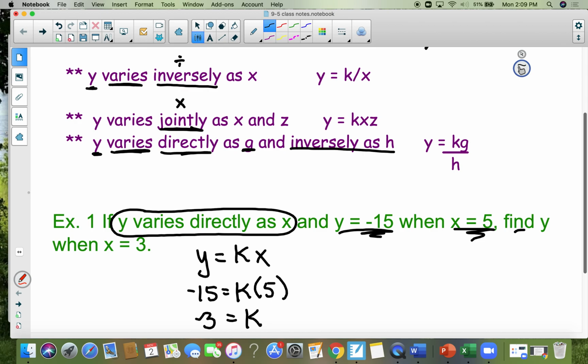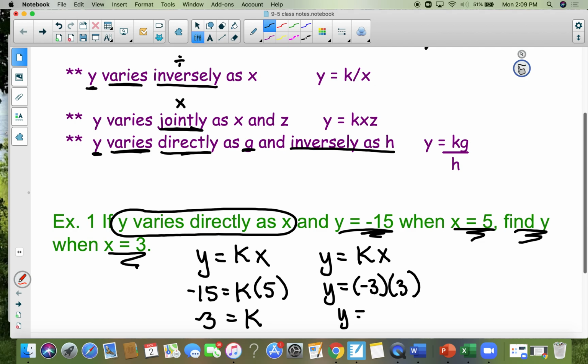Then you're supposed to find y when x is 3. Well, here's that equation again. You're supposed to find y. We know that k is now negative 3, and we know the new x is 3. So we know that y equals negative 9.